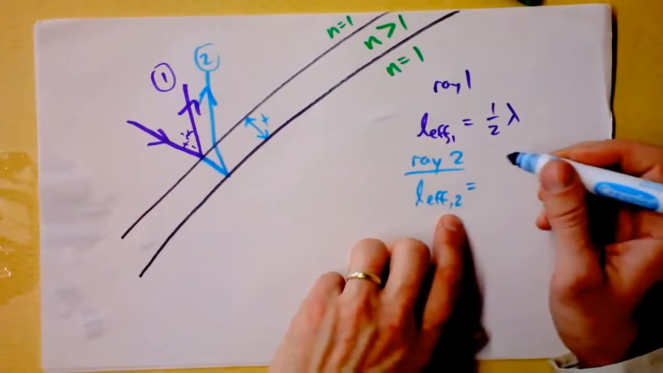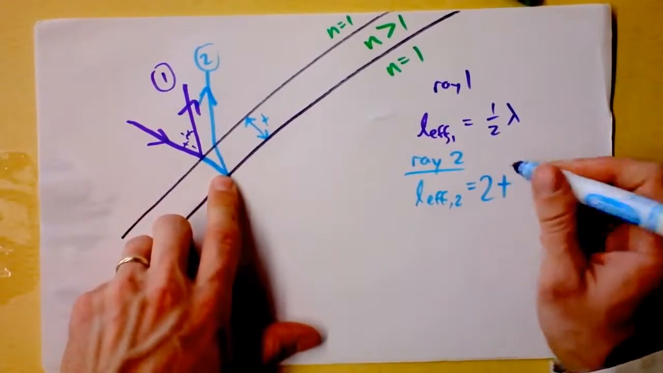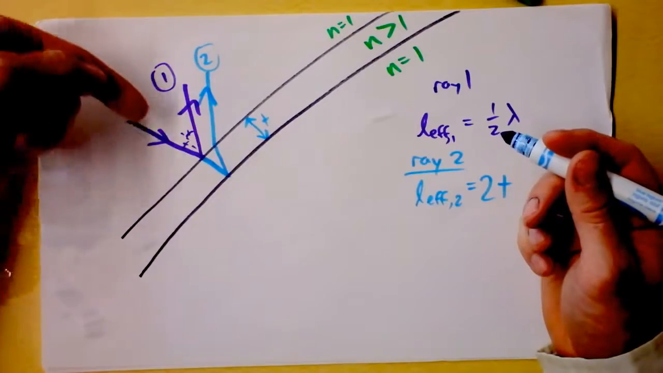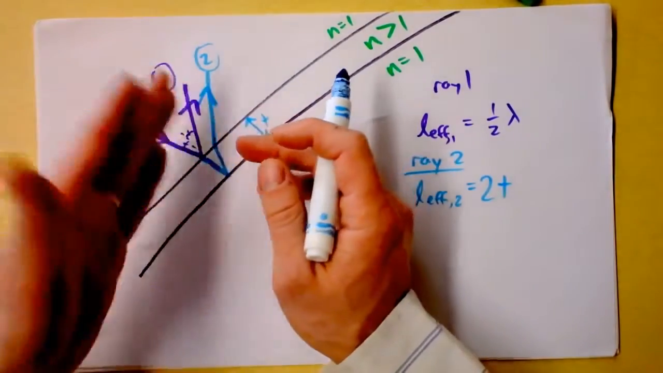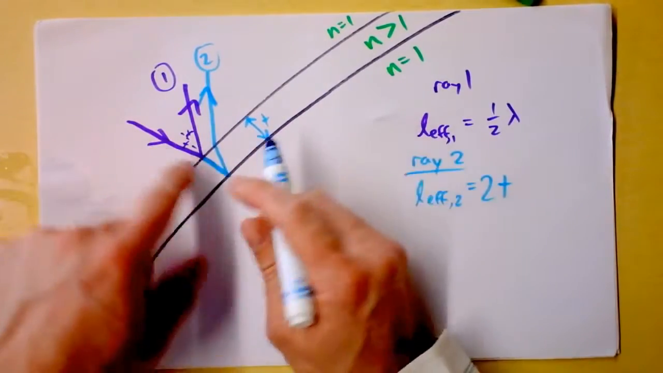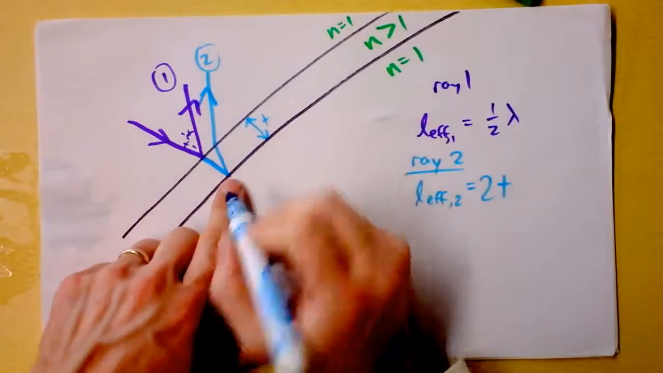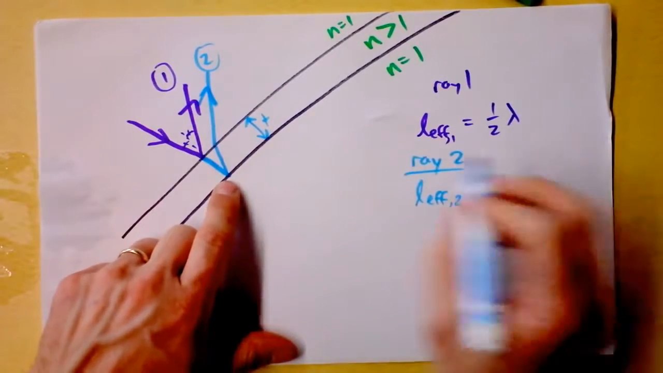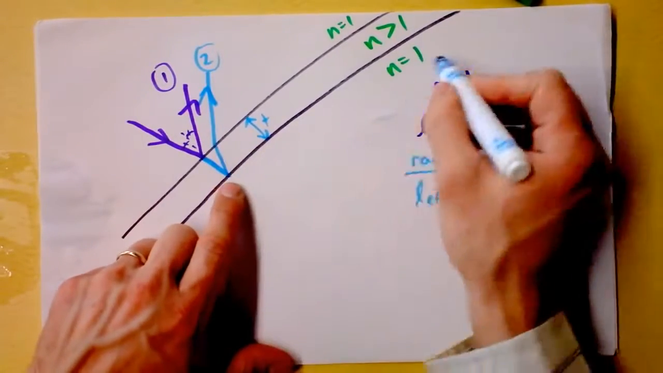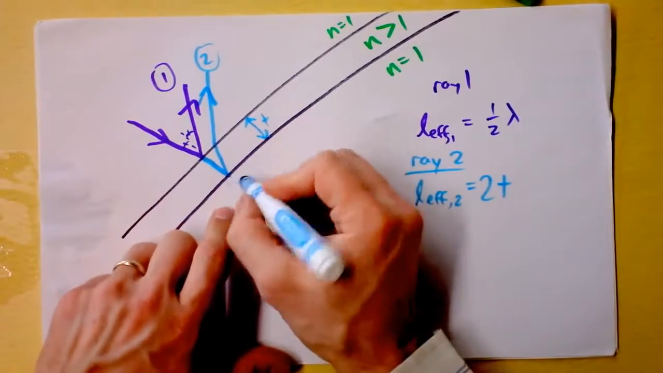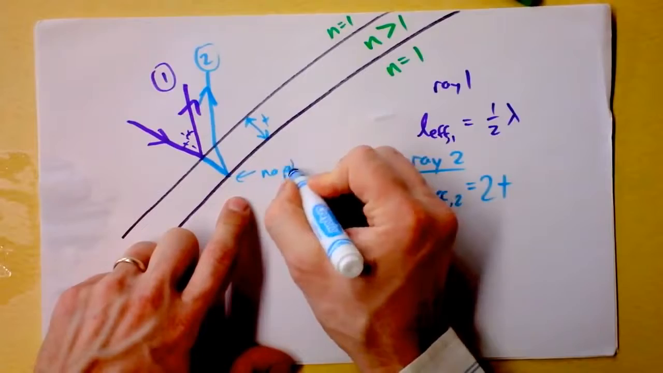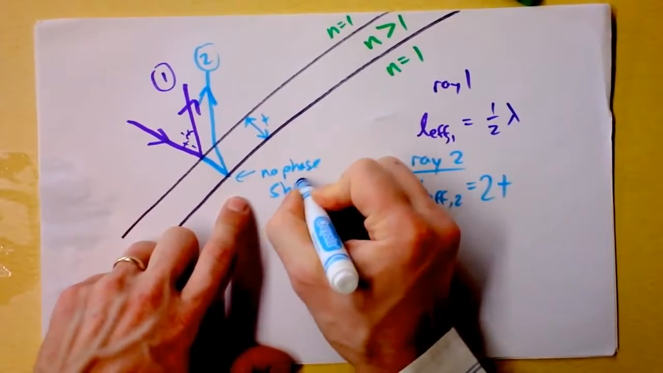The effective path length for ray 2 is twice the thickness. And I'm assuming that this ray is coming in normal to the surface and going out normal to the surface. I'm exaggerating this incoming angle because we've got to be able to see what's happening here. At this bounce here, though, is there a phase shift? Let's see, it's in a higher index of refraction and bouncing off of a lower. That's analogous to a loose end for a rope, so there's no phase shift here. No phase shift.